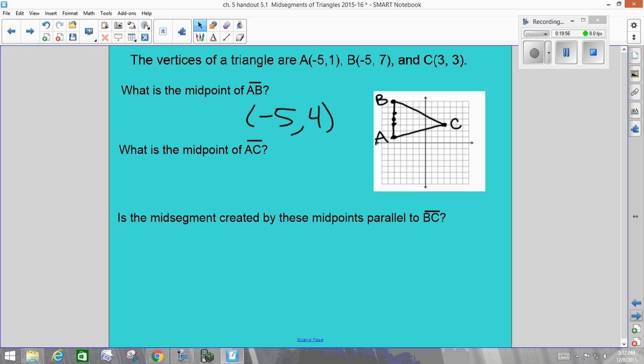How about AC? How come you're not giggling this time, Spencer? You can't count diagonal lines. You can't count distances. So then we have to use our midpoint formula. You have to find the average of the endpoints.